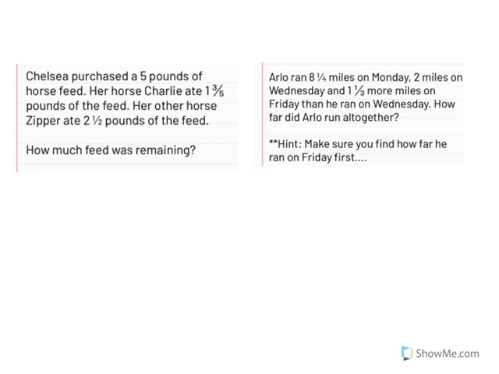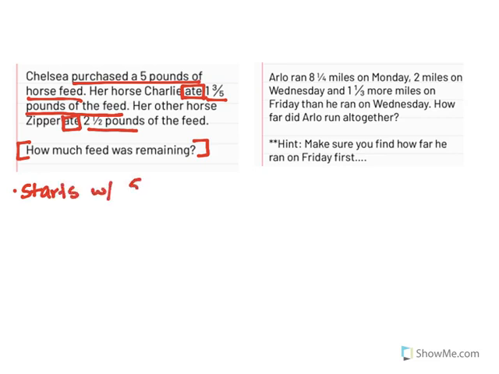All right, let's go ahead and read these last two questions. The first one says, Chelsea purchased a 5-pound bag of horse feed. So purchased 5 pounds of horse feed. Her horse Charlie ate 1 3/5 pounds of the feed. And her other horse Zipper ate 2 1/2 pounds of the feed. We want to know how much of the feed was remaining. All right, so let's write down the information we know. She starts with 5 pounds.